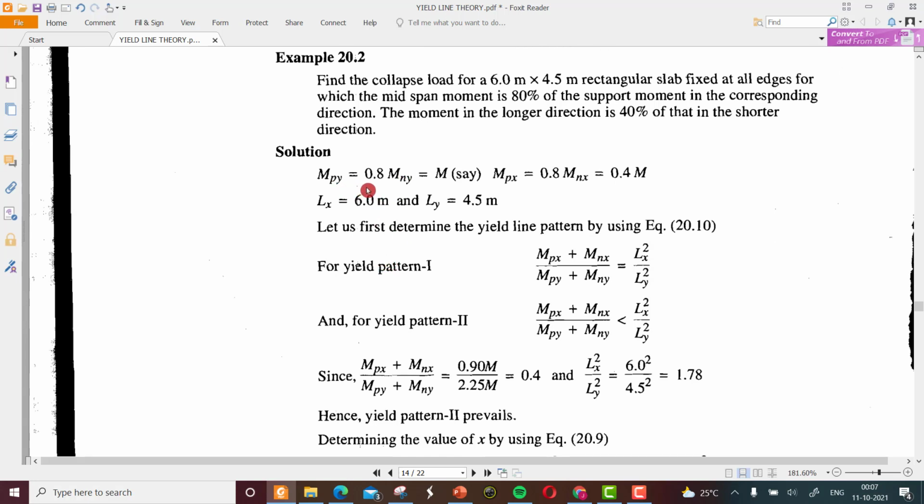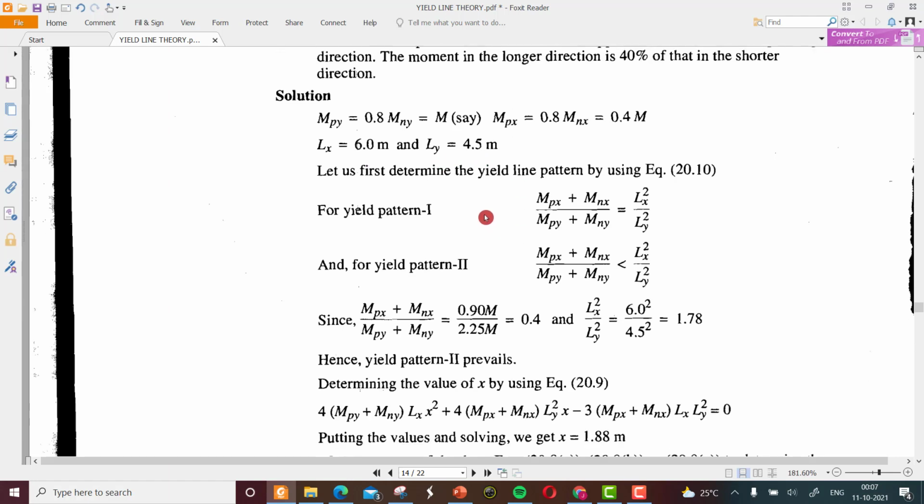So mpy is equal to 0.8 into mny. So the midspan moment mpy is 0.80 times the support moment mny, which is equal to m, and mpx is equal to 0.8 into mnx, which is 0.4 of m, since it's given that it is 40% in the shorter direction. So Lx is equal to 6 meter, Ly is 4.5 meter. We first want to check for which yield pattern the slab will break.